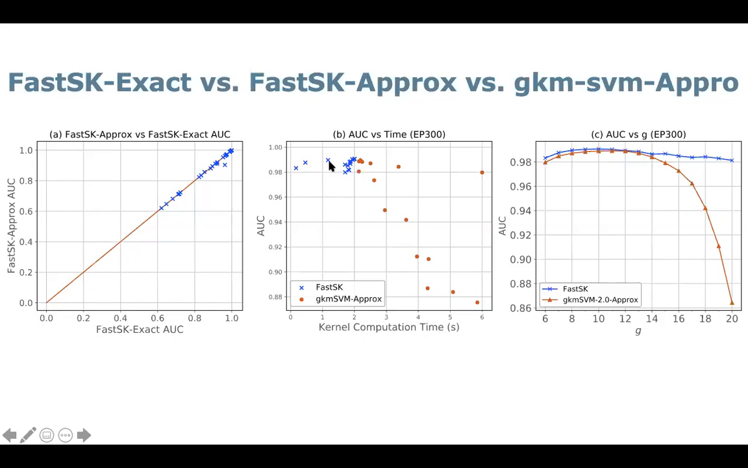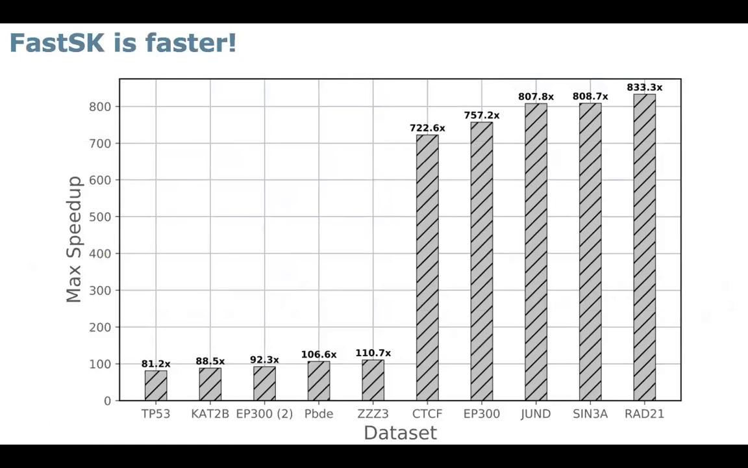So the more on this upper left, the better, because you are faster and also have higher AUC. So we can tell FastSK is mostly in this high AUC and low computational region, but the gkm-SVM are all mostly in this low AUC and high computational region. Based on that, we conclude that our fast default version of FastSK is that approximated version.